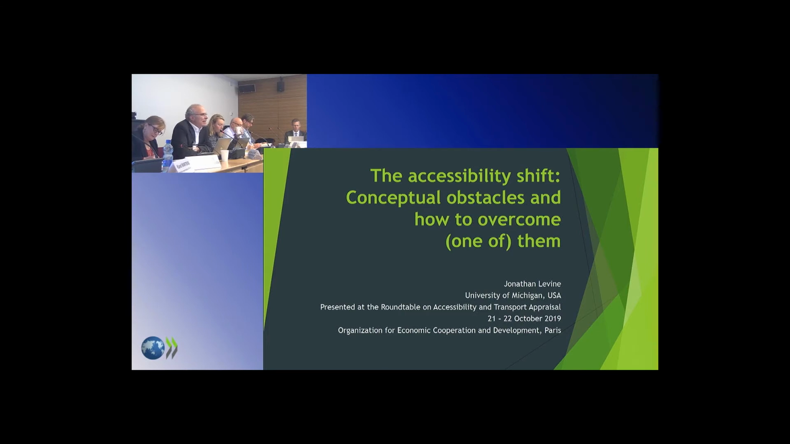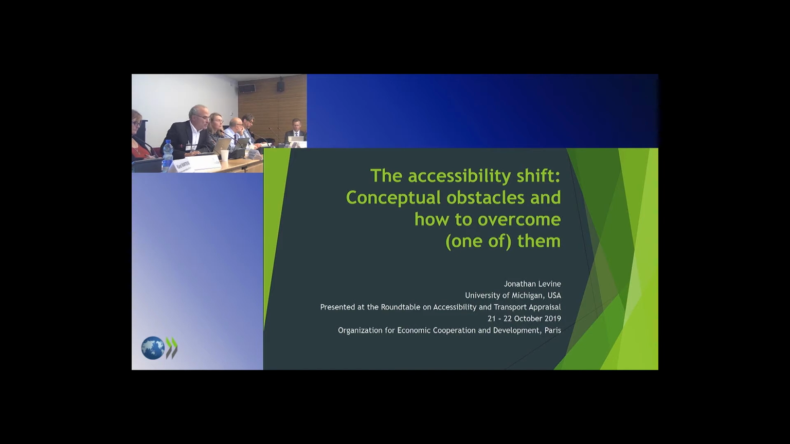But I want to focus today on the internal obstacles. I think that we have a number of conceptual issues in our own accessibility community that impede our ability to implement this shift, and that basically we should get our house in order. And I'm going to argue for a particular kind of order. Clearly, you can disagree with my arguments, but understanding our own internal conceptual obstacles will go far towards furthering this accessibility shift. So let's start by defining some terms.